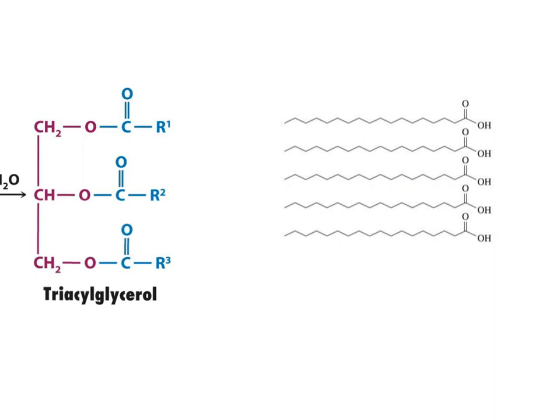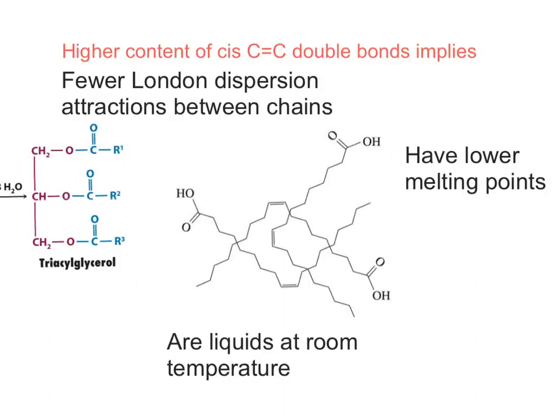The difference between a fat and an oil is the content of carbon-carbon double bonds. In a fat, the R groups present in the triglyceride are mostly saturated fatty acids. In oils, the structure of the triglyceride contains R groups that are mostly polyunsaturated fatty acids. The bends around the carbon-carbon cis double bonds decrease the interactions between the hydrophobic hydrocarbon chains.